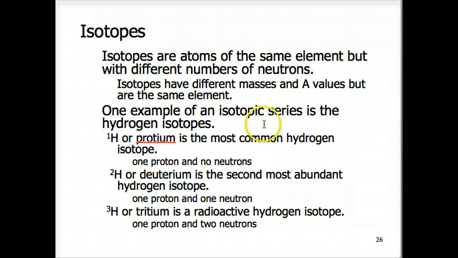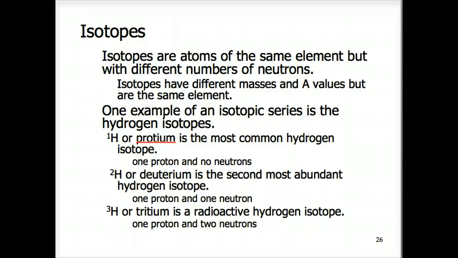Isotope. So here it is right here. Isotopes are atoms of the same element, but they have different numbers of neutrons. Isotopes have a different mass A value, but are the same element. Here's an example of other isotopes besides that oxygen example on the prior slide.